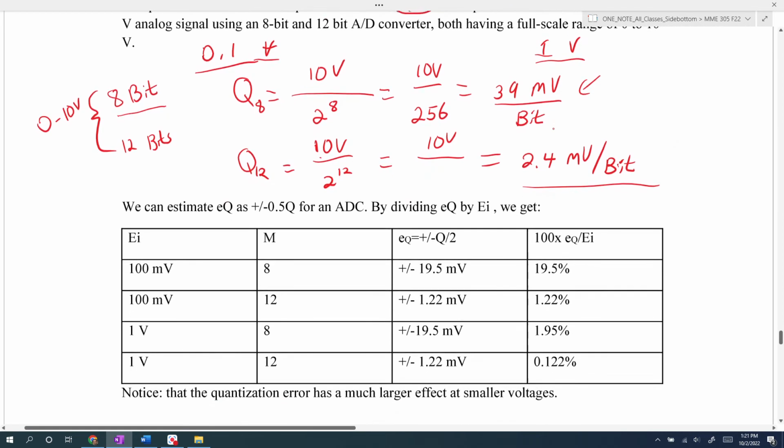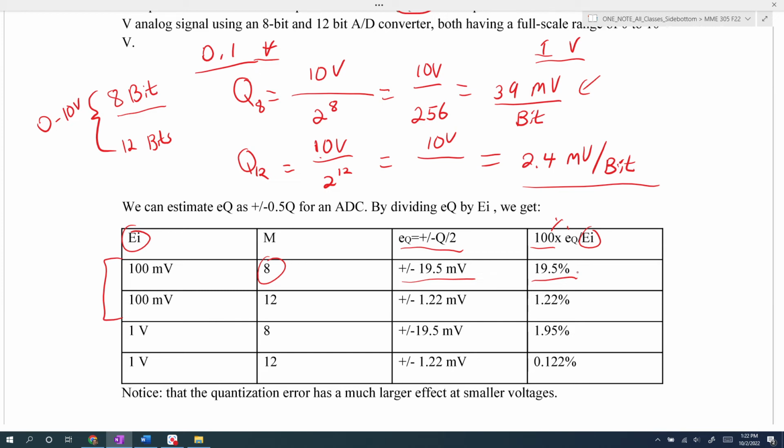For the 100 millivolt input signal with the 8-bit converter, if we divide that 39 millivolts by 2 to get our quantization level amount, we get plus or minus 19.5 millivolts. If we divide that by 100 millivolts and multiply by 100 to get a percentage, we end up getting 19%. So it's a pretty large error due to quantization.